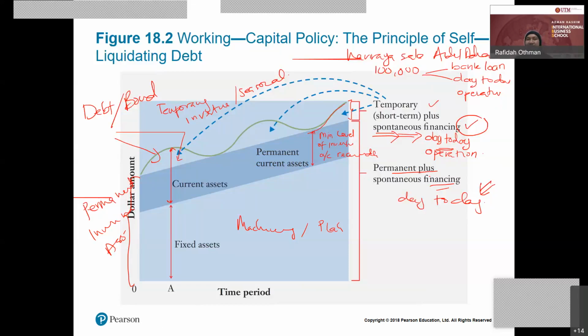Okay, so these are the principle of self-liquidating debt. You have to match, lah. Short term with short term. Long term, permanent with long term financing. Okay, all right. So any question on this? This is very important because as a finance manager, you have to know this principle of self-liquidating debt. Any question? If not, then I can proceed to the next one.